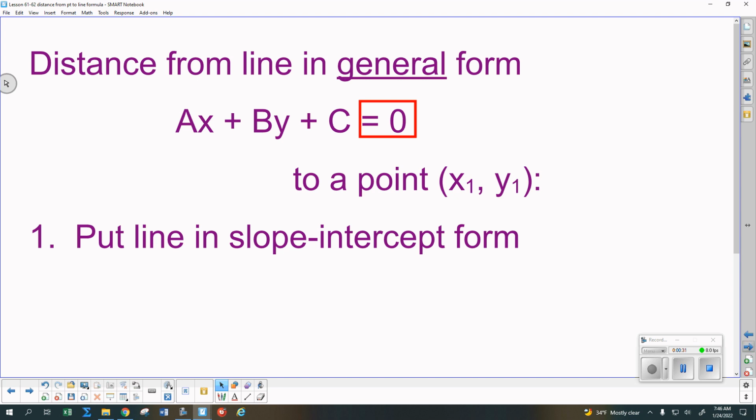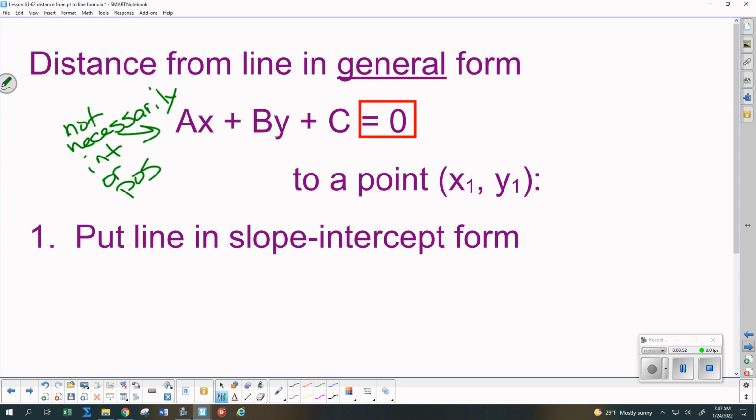So in order to use this formula, you must start out with it equals 0. Does not have to be integers. Does not have to be positive. But you've got to have something x plus or minus something y plus or minus something. The equals 0 is the key to it. And then we're still going to be given the point.